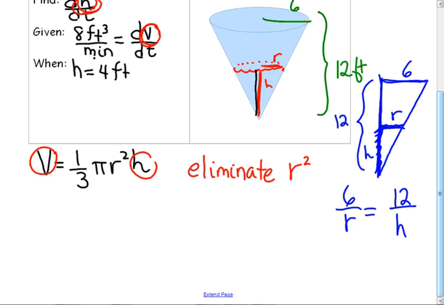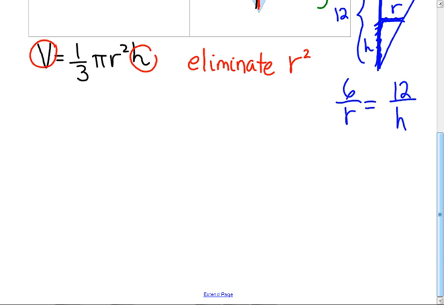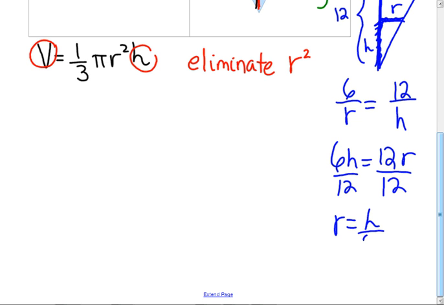I can't put those numbers in until the very end. It's always changing, so you can't put the 4 in now because then you're going to have h equal to a constant, or r equal to a constant. And when I have constants, the derivative of a constant is 0, so you can't do that. So I would like to get rid of r squared, so why don't we cross multiply this? So 6h equals 12r, divided by 12. r is equal to h over 2.